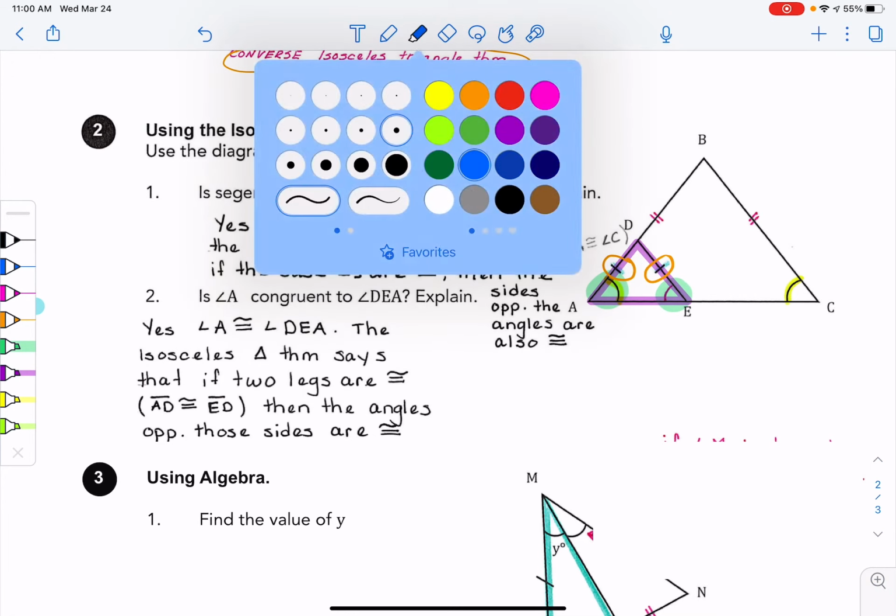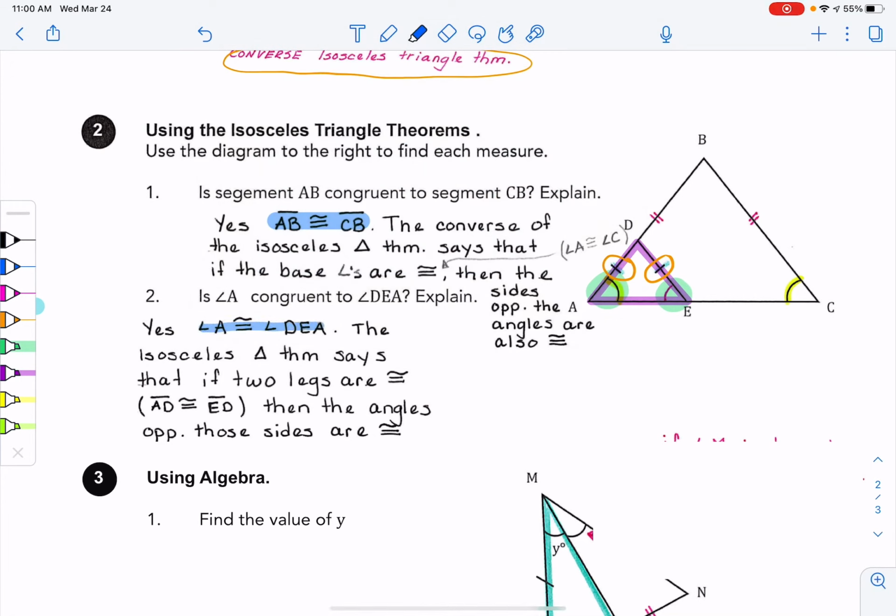So again, the takeaway here is that angle A is congruent to angle DEA, and my rationale says that the isosceles triangle theorem states that if two legs are congruent, then the angles opposite those sides are congruent.